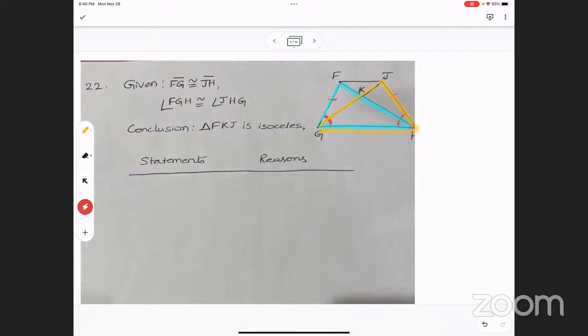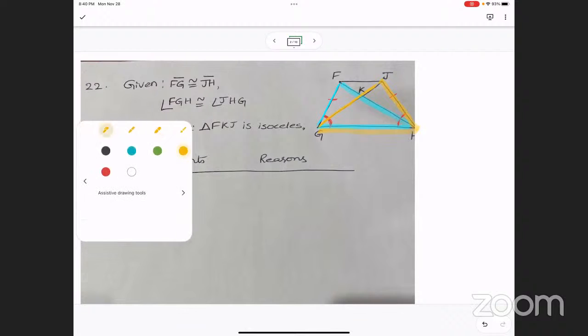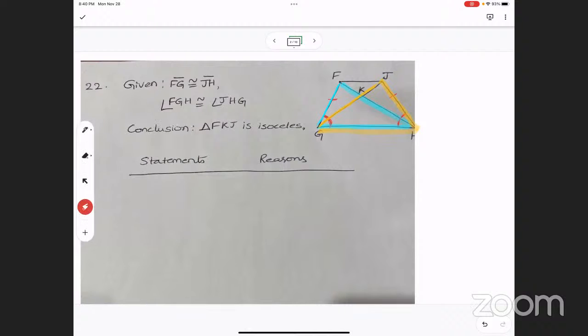Yeah, could we use the vertical angle theorem? Oh my gosh. Because we could do FKG is congruent to JKH, and then we can, but we need another side. We need another side or another angle. But I do like what you're saying. That's good thinking. And that might be something we can do in a second. But first, let's think about it like this. If I take this, I want this triangle is equal to this triangle, right?